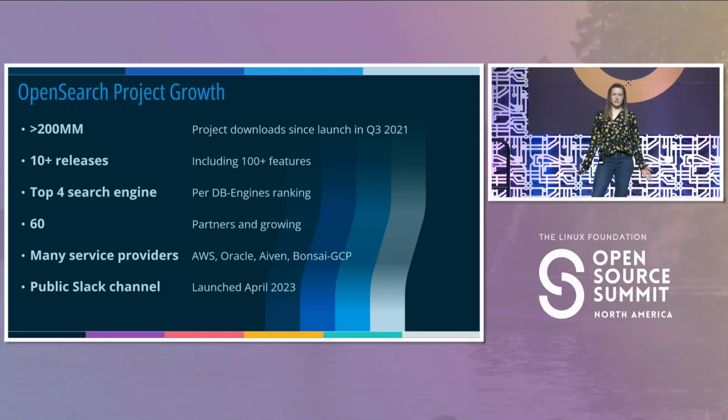So a bit about the project and the exciting growth we've seen over the last 2 years. We've had over 200 million downloads, including 10 new versions and over 100 new features. We are the top 4 search engine according to DB-Engines ranking. We have 16 partners, and we're growing every week, including many service providers, including AWS, Oracle, Aiven on Azure, and Bonsai on GCP. And finally, hot off the press, as of last month, we launched our public Slack channel, allowing us to collaborate with our community in the open in real time.